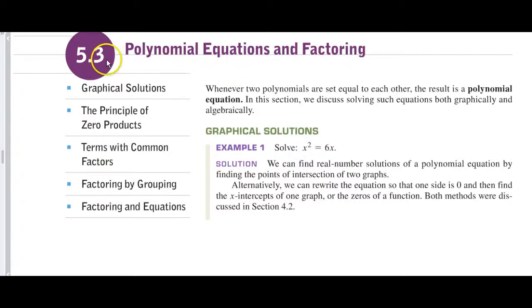As we go on to section 3, now these are sections that are included in our Math 105 curriculum. So we'll spend a little more time going over them.